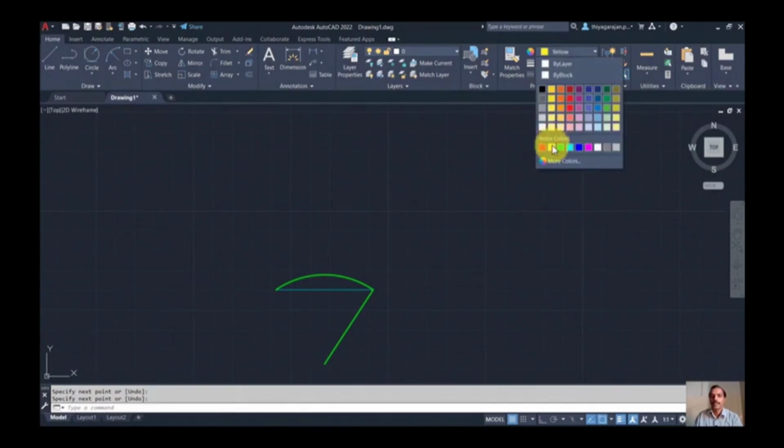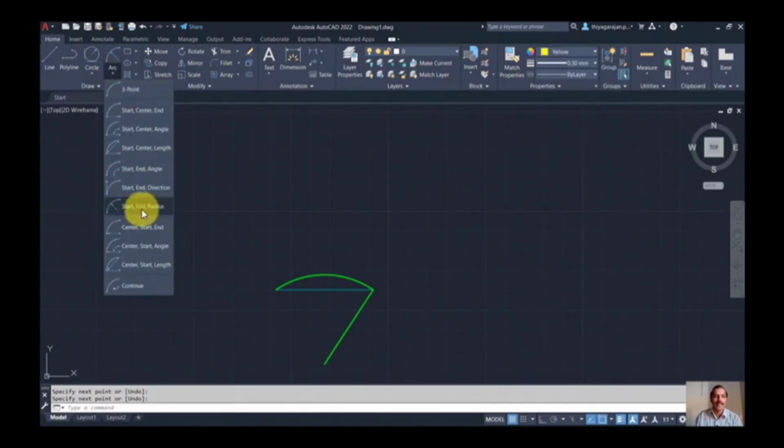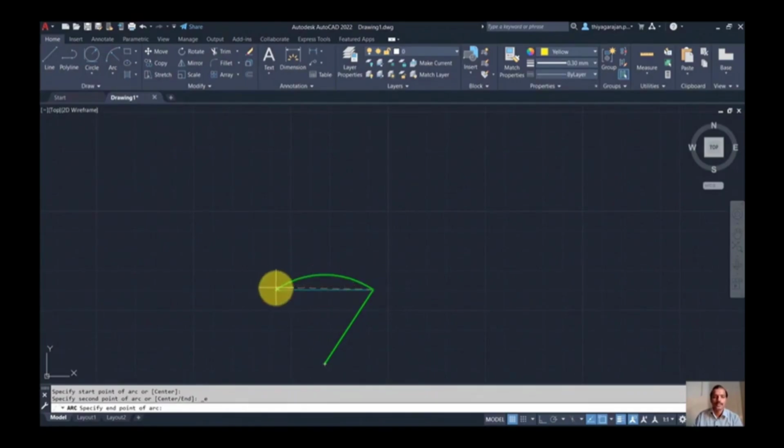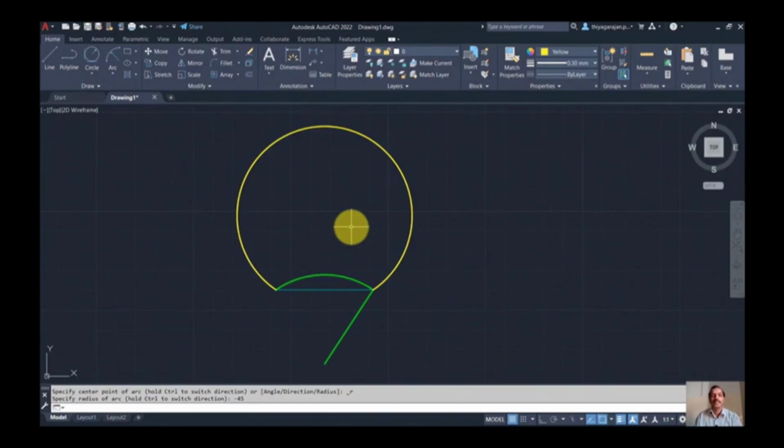Let me try this radius in negative. Start point, same end point. I'm going to give minus 45 as my radius. So where is the radius? Radius will be above the horizontal line. So that is the difference between the positive radius and the negative radius.